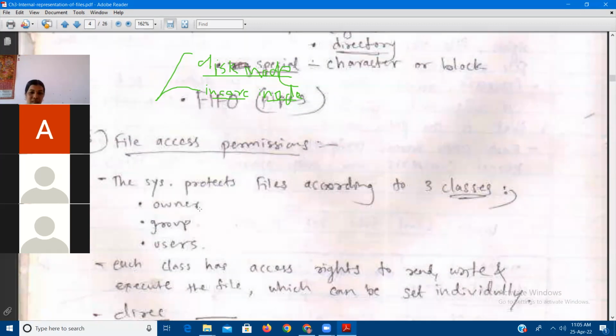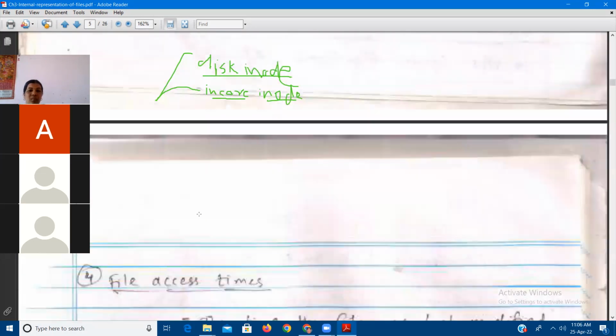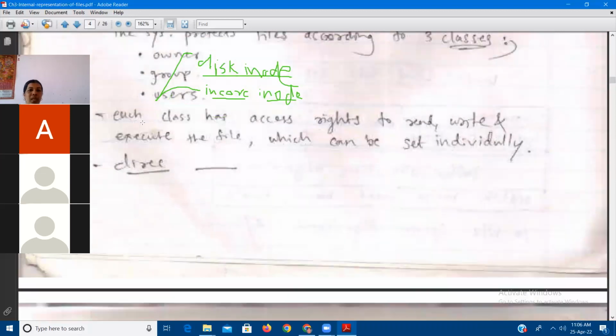Mostly the owner has all the permissions, and which permissions to give to the group and the users will be decided by the owner. The owner decides whether to give the group all three permissions or only read permission, and for users also it is decided by the owner. If we are the administrator, the owner of that file, or the super user, then we have the access rights to change the permissions of group and users. So these are the 3 types of permissions: read, write, execute. Each class has access rights to read, write and execute the file, which can be set individually.